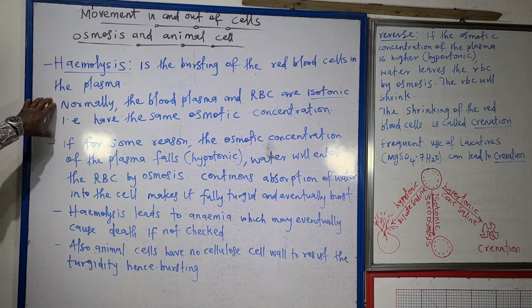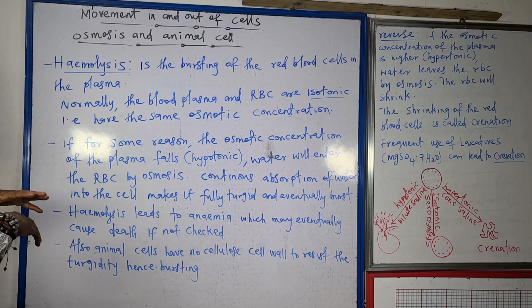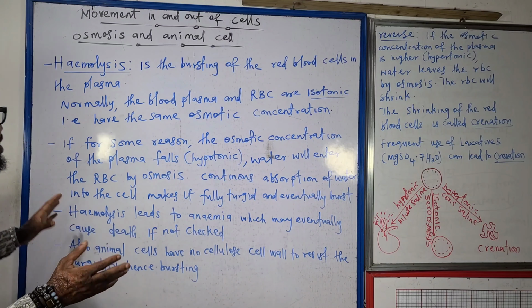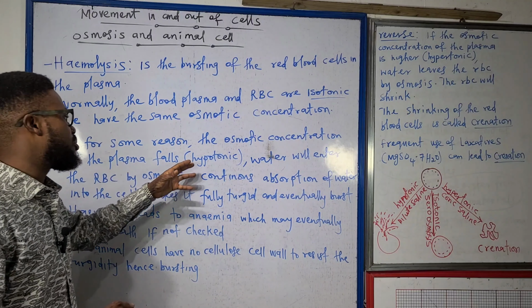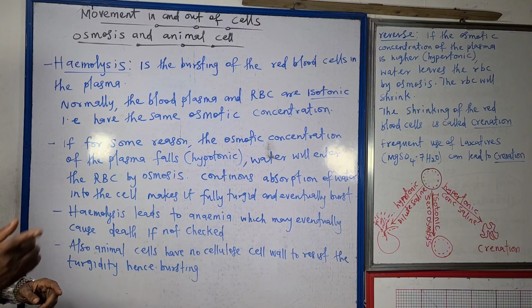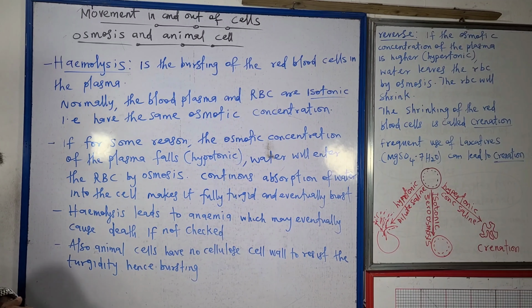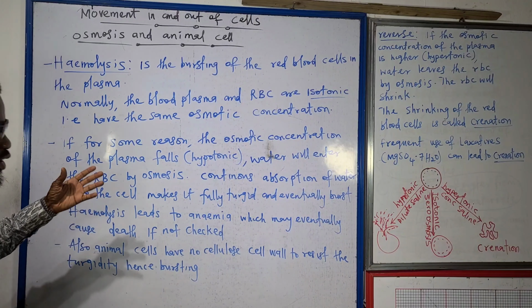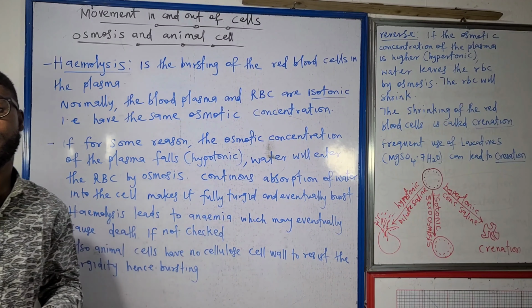I said normally the blood plasma and red blood cells are isotonic, that they are both at equilibrium, talking osmosis. That is, they have the same osmotic concentration. So if for any reason the osmotic concentration of the plasma falls such that the plasma now becomes hypotonic to the inside of the red blood cells, then it means that water will now move from the plasma into the red blood cells by osmosis. Continuous absorption of water, if this situation continues, will make the red blood cells fully turgid and it will eventually burst.